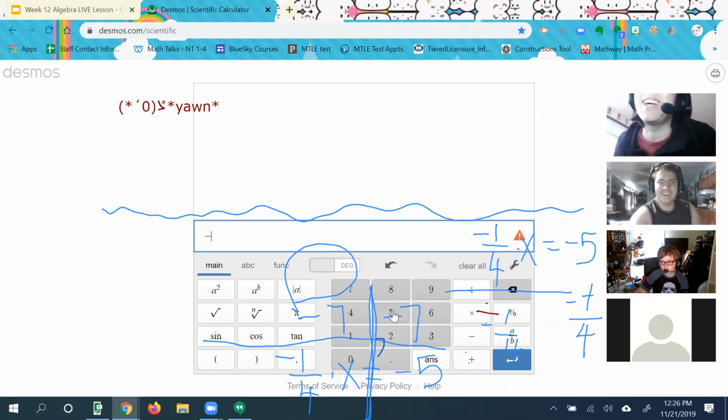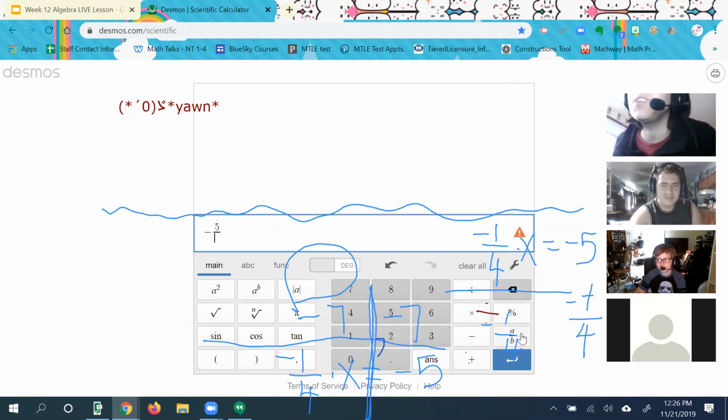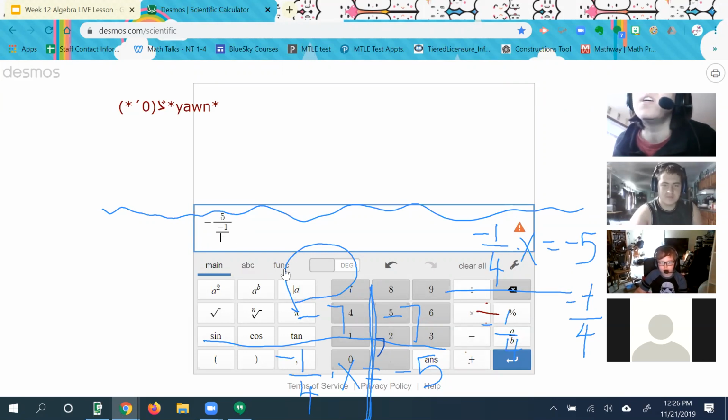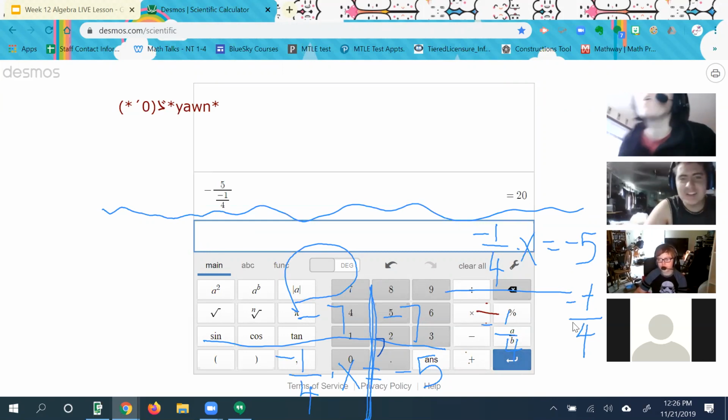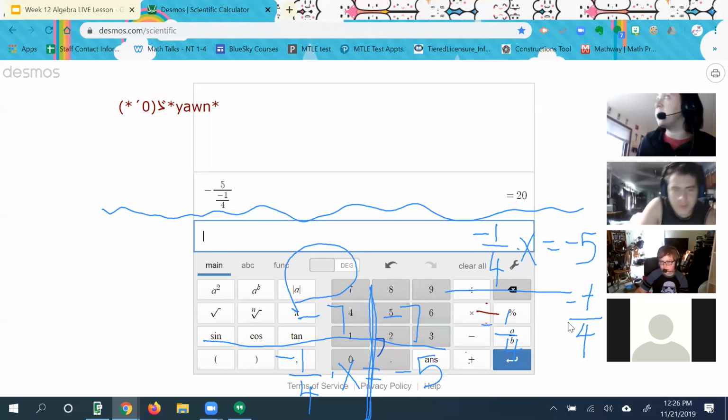That's okay. We're gonna go -5 divided by, and then see how you can type in that fraction here. You can go -1/4. Fraction, right. So it looks crazy.